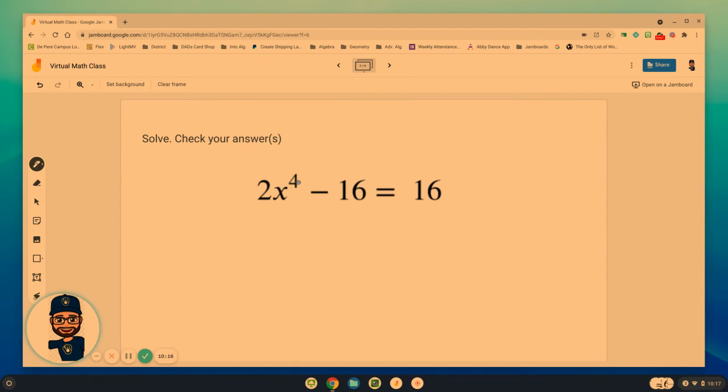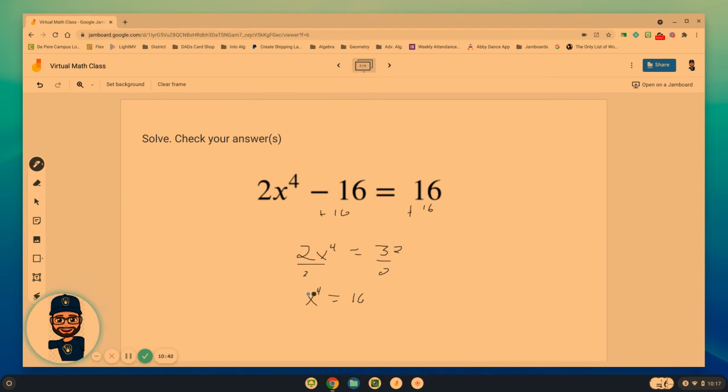Well, again, the goal is to isolate the x to the power. So I'm going to add 16 to both sides, meaning 2x to the fourth equals 32. And then if I divide by 2, I get x to the fourth equals 16.